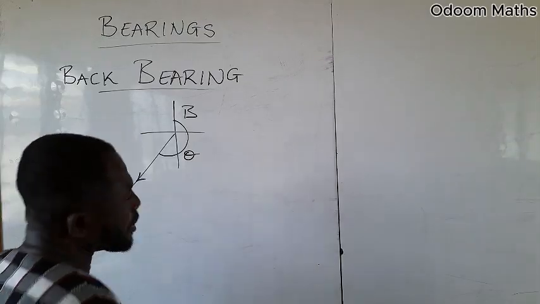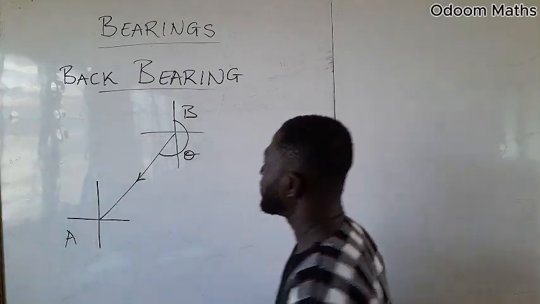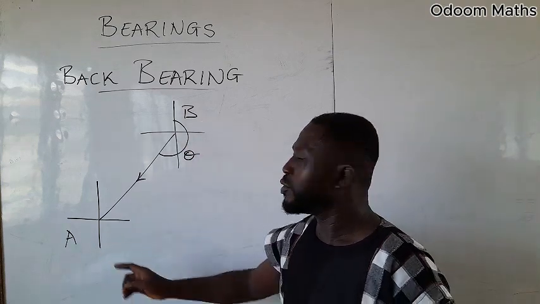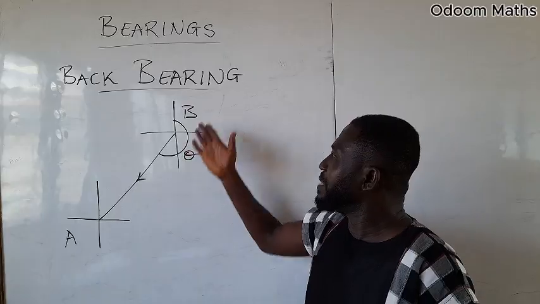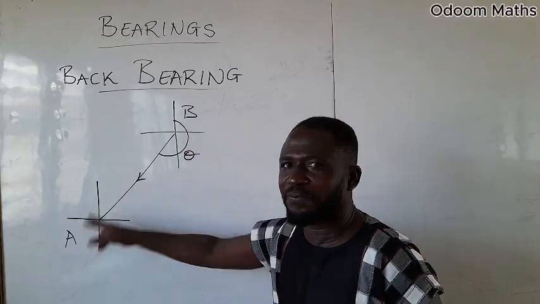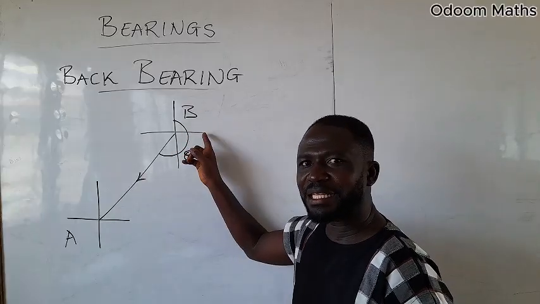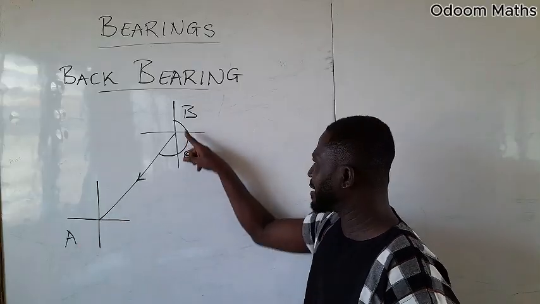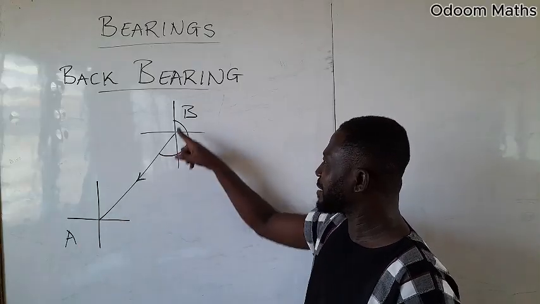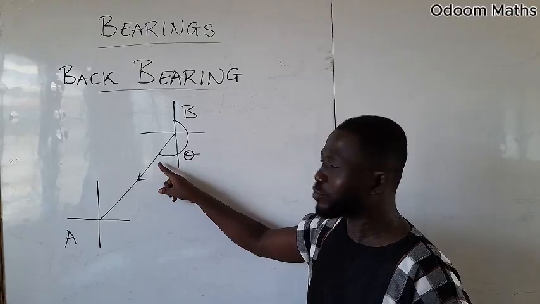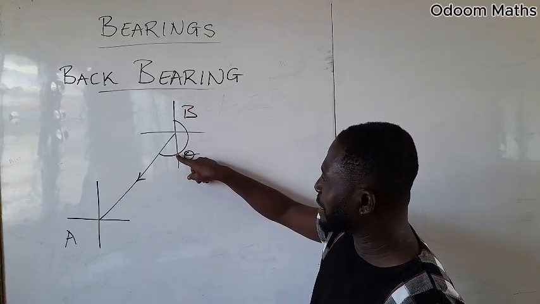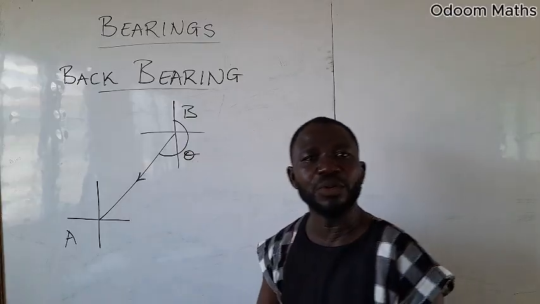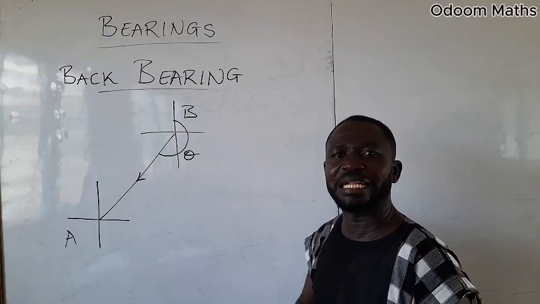What happens? Now we are moving from B to A. So the bearing of A from B means that we are moving from B to A. If the bearing of A from B is theta degrees, and this theta here is more than 180, then from here to here is 180 plus this one. So this is more than 180.